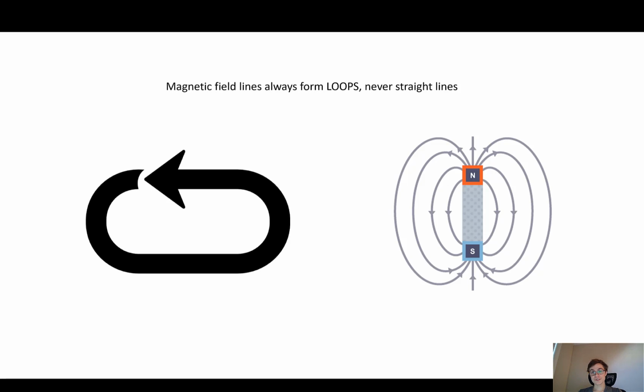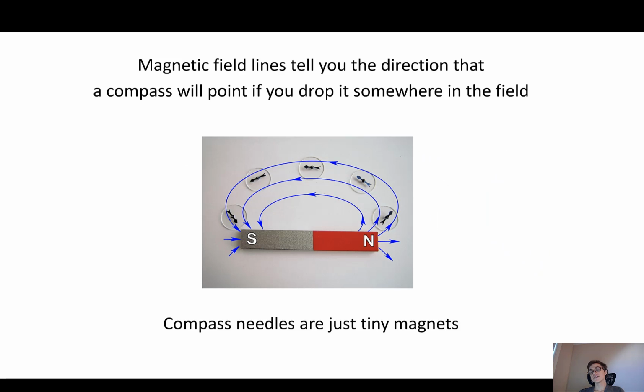So magnetic fields, what makes them different than electric fields is they always form loops, never straight lines, always little circles. So these magnetic field lines that we draw, they basically tell you the direction that a compass would point if you dropped it. A compass needle is just a tiny magnet, so it makes sense that we would use them to visualize the magnetic field.